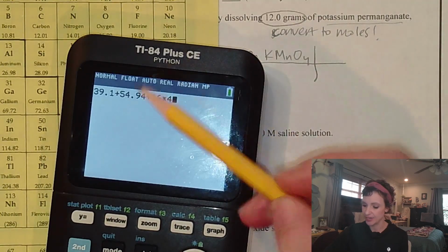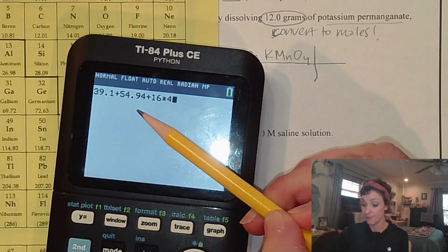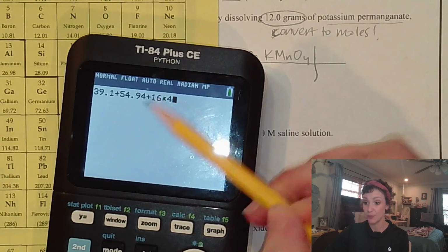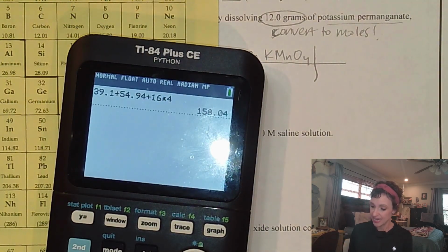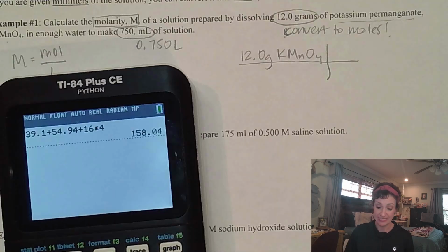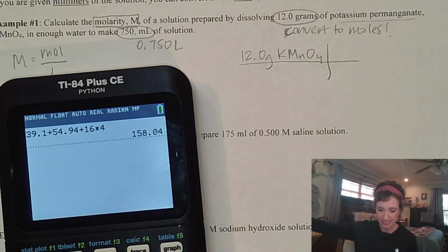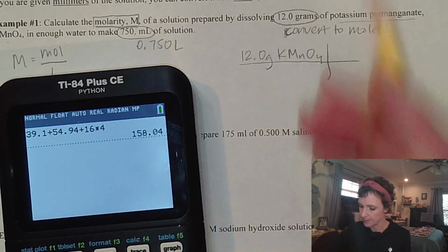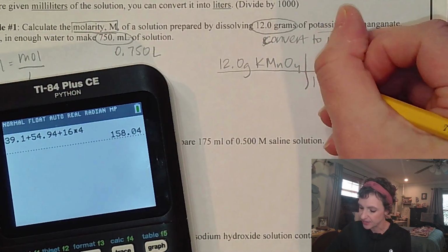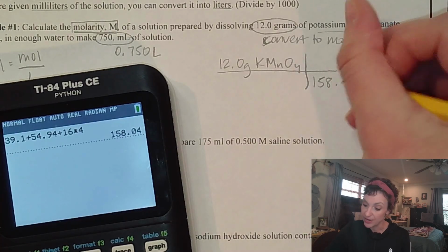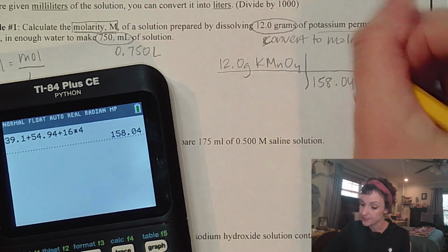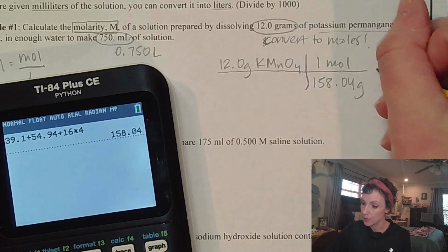Okay, so what I have here is potassium's molar mass, I have manganese's molar mass, and I have the molar mass of all 4 of those oxygens. I hit enter. So that's the molar mass of potassium permanganate. We are super excited about that. Not a big deal for me. I'm going to write that down here. That represents that there's 158.04 grams in every 1 mole.